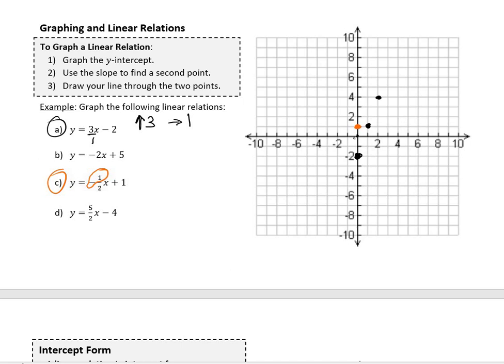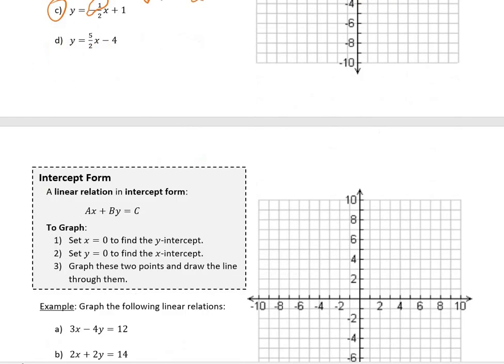We're going to be going down 1. And the run is 2. For every 2 we go to the right. So it's going to be down 1 over 2. Then you can just draw your line right through there. A lot better than I am able to because you can use a ruler. So the other ones are for you to practice.